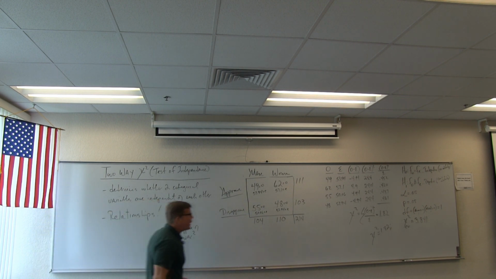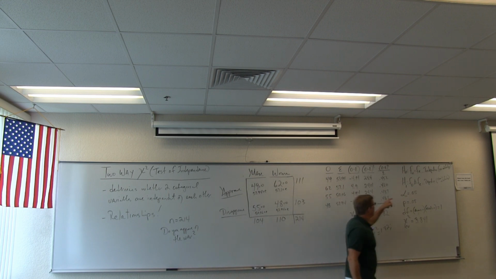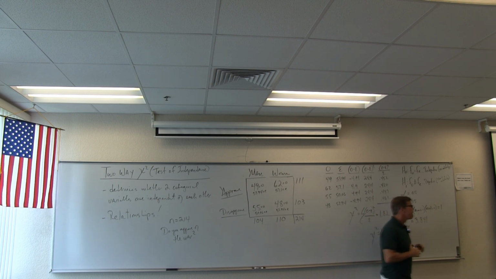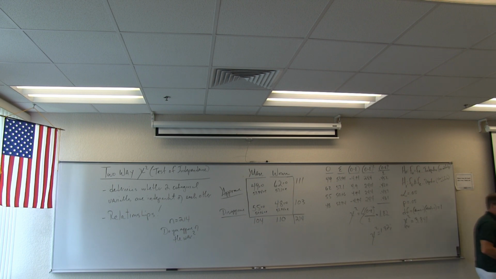Now, in this particular case, we know that alpha is kind of a non-issue. There's a small chance I may have made a type 2 error. The two-way chi-square.